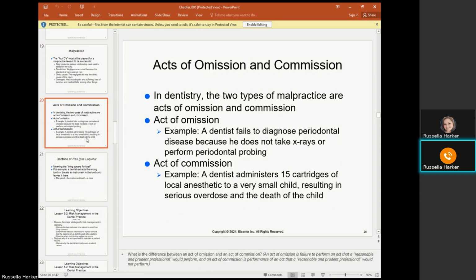The dentist administers 15 cartridges of local anesthetic to a very small child, resulting in serious overdose and death of the child. So they committed the act by what they did of administering the 15 cartridges of local anesthetic to a small child. So remember, omission is not doing something, commission is doing something, but they're both illegal acts.